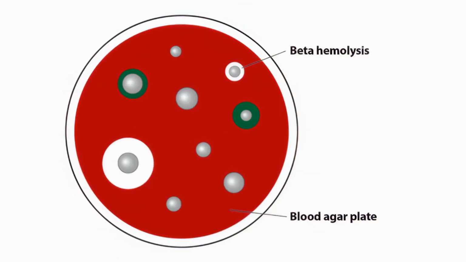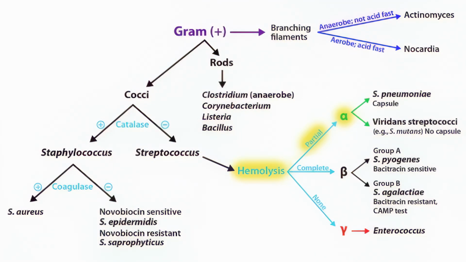Now, if you get partial hemolysis, you'll see a little green circle around the colony, and this is called alpha hemolysis. I want you to think of 2 types of strep when you see alpha hemolysis. One is strep viridans and the other is strep pneumoniae. Now, viridans actually means green and refers to that green alpha hemolysis that you see in strep viridans.